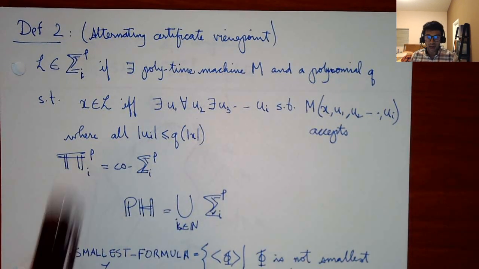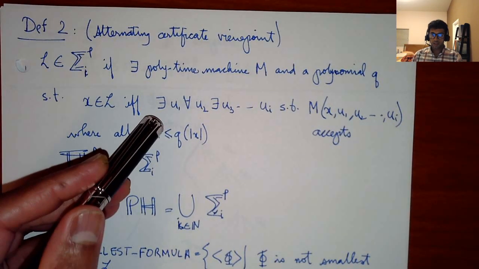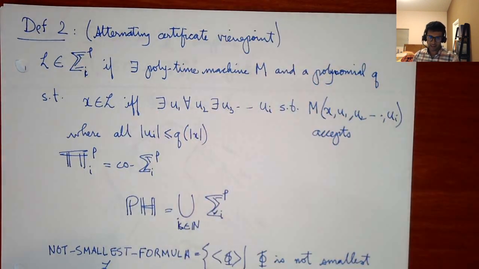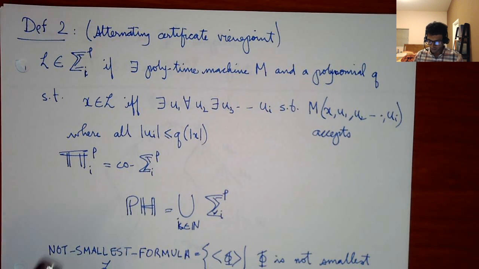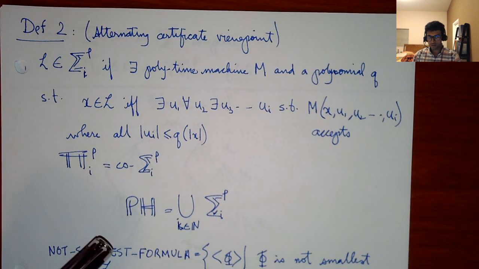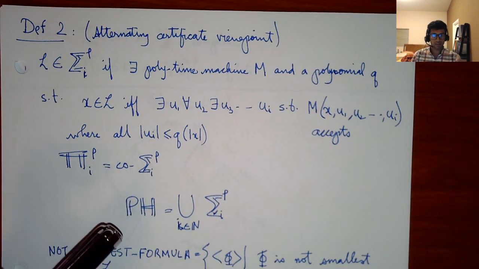So if you set i equal to 1, then you exactly recover NP. Right, if i is equal to 1, then you don't have any of this, and this is exactly NP. And pi i is just co of sigma i. The polynomial hierarchy is the union of all the sigma i's, which is essentially the union of all pi i's.